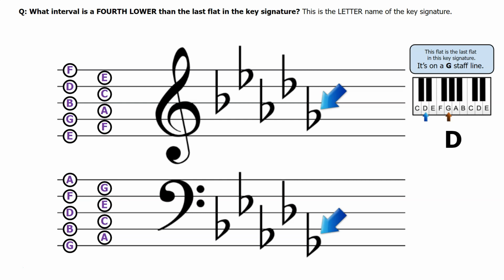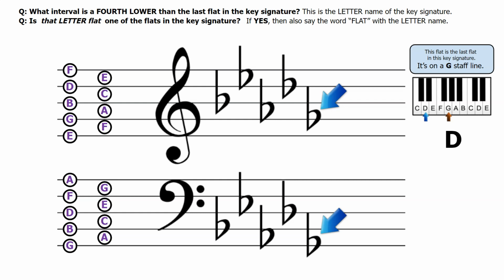So before we can stop, let's ask ourselves the last question to see if the name of this key signature also includes the word flat or not. Is that letter flat, is D one of the flats in the key signature? Good. Take a second to look at those 5 flats. Is one of those flats a D flat as well? If yes, that will mean we also use the word flat with the letter name when we call this key signature's name. So we would say D flat.